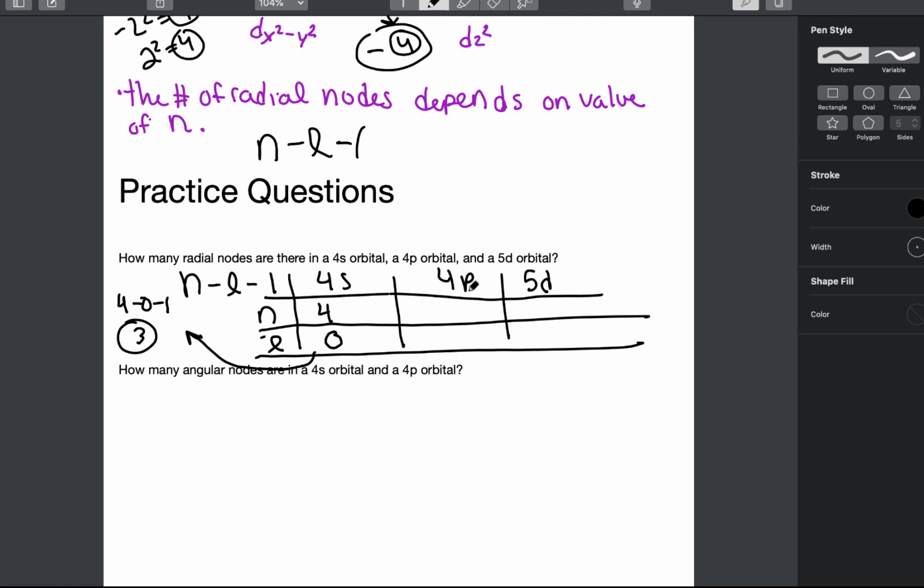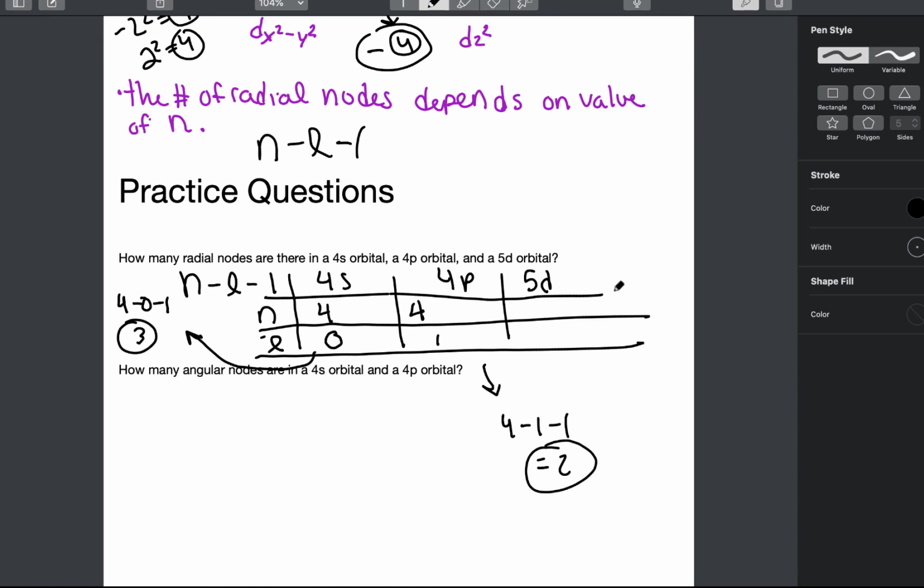So for the 4p orbital, our n value, or principal quantum number, is equal to 4. Our l value is equal to 1. So therefore, we get 4 minus 1 minus 1, which is equal to 2 radial nodes for the 4p orbital.